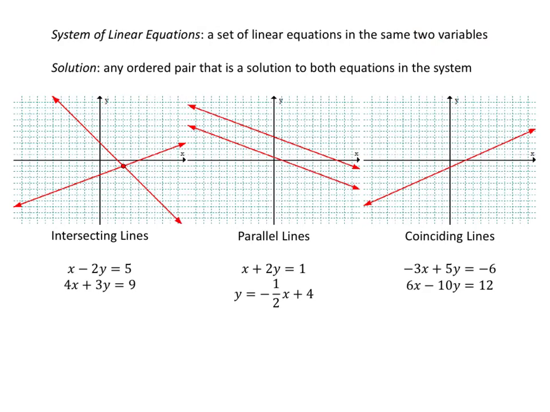So if you look at this first example, here are the 2 lines. They intersect at a single point. This is the most common type of system of equations, and we just have to be able to identify that point.